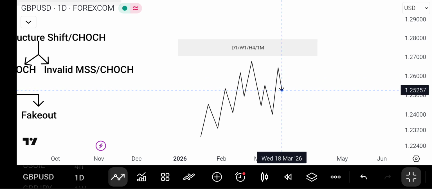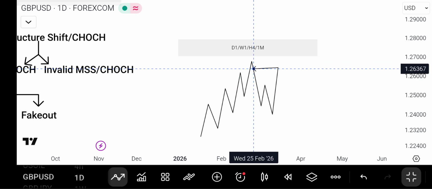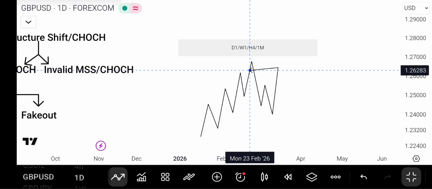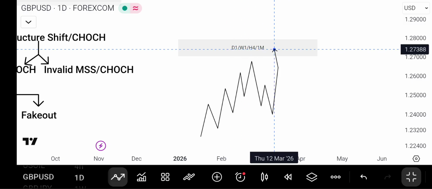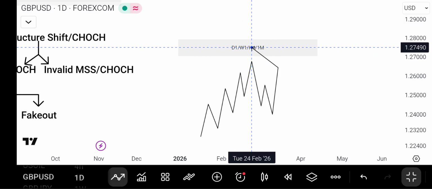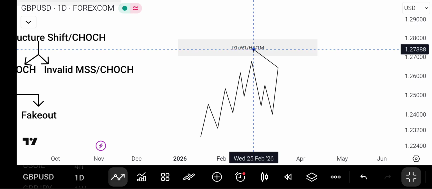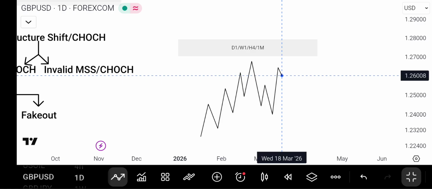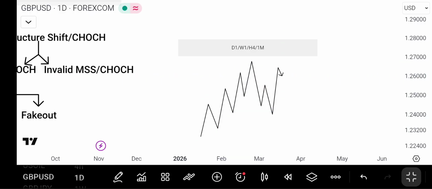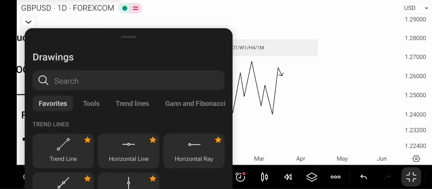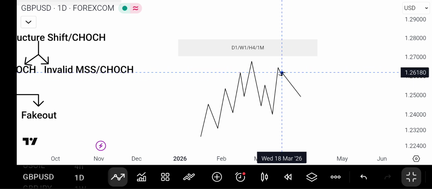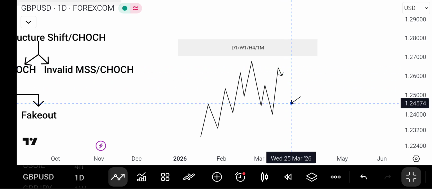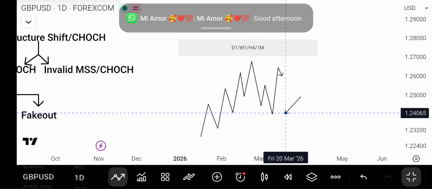If it taps into your breaker blocks or your order blocks, your point of interest on the bias time frames only, take note, on the bias time frames only, then you can go down to your lower time frames, your 1 hour, 30 minutes, 15 minutes, to look for another market structure shift here, just to ride the trade all the way down to the take profit.